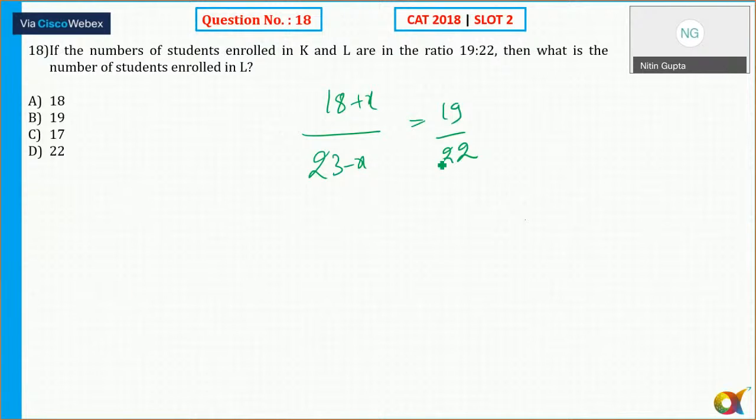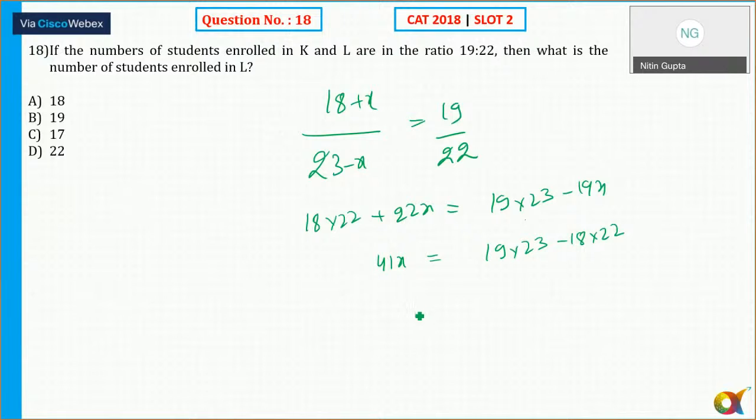So what is the total number of students enrolled in L? From here, if you solve this, you can find out the value of X, yes or no? If I cross multiply, I'll get 18 into 22 plus 22X, which is equal to 19 into 23 minus 19X. Sorry, 19 into 23 minus 18X. 22 plus 19, that is 41X, equal to 19 into 23 minus 18 into 22. So from here you can calculate X. And the question is, what is the number of students enrolled in L?